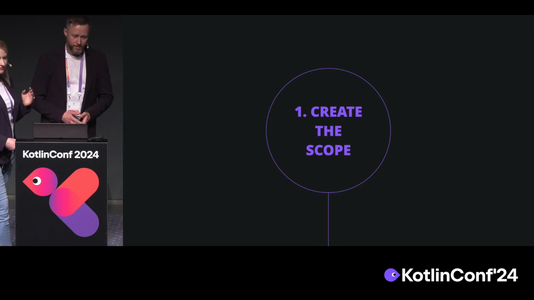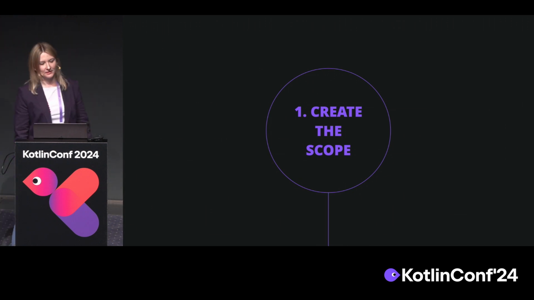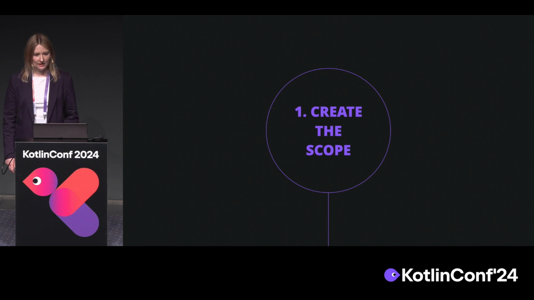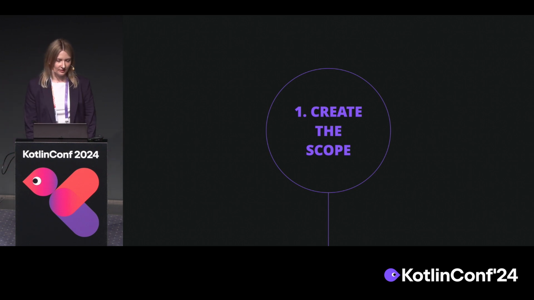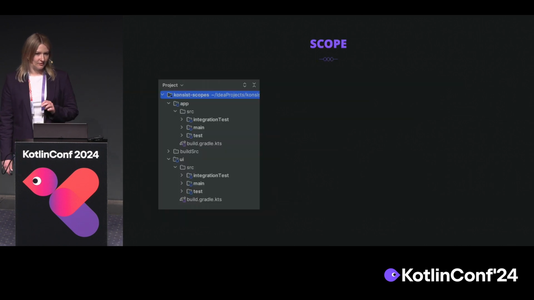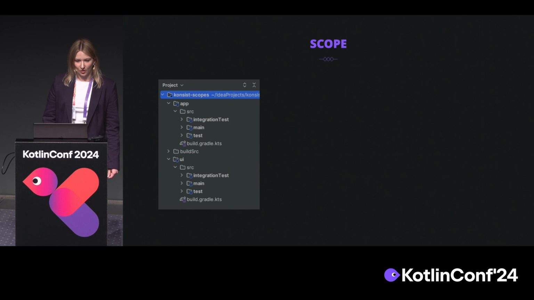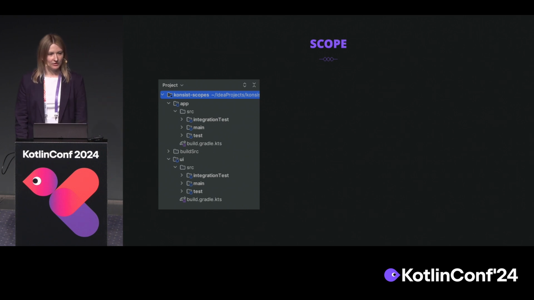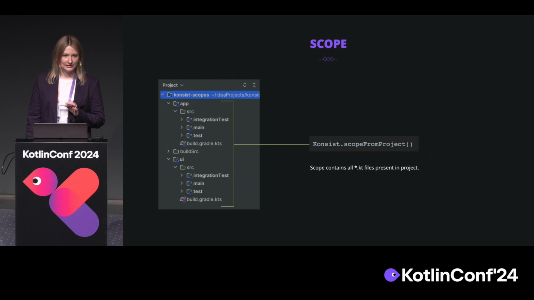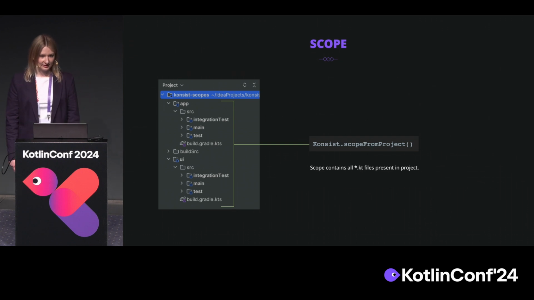Scope creation is the first step in writing a Konsist test. A scope represents a set of Kotlin files to be verified by a Konsist test. The scopes are created during the test run, ensuring they cover all the latest Kotlin files present in the project. The entry point for the Konsist framework is the Konsist object, and various methods can be used to obtain instances of the scope. The widest scope is the one containing all Kotlin files present in the project.